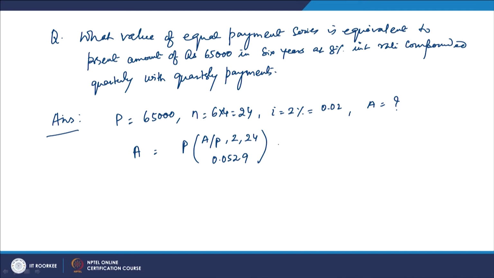So, this 65,000 will be multiplied with 0.0529, and this comes out to be close to 3438 rupees. So, basically if you are depositing 3438 rupees every quarter, and the interest rate is 8% compounded quarterly, and every quarter the interest rate is 2%, in that case that value will be equivalent to the present value of rupees 65,000.